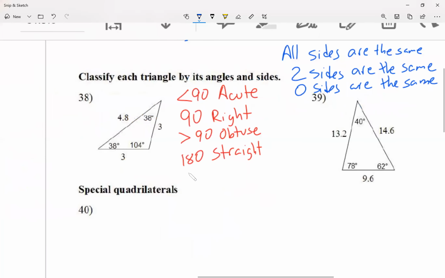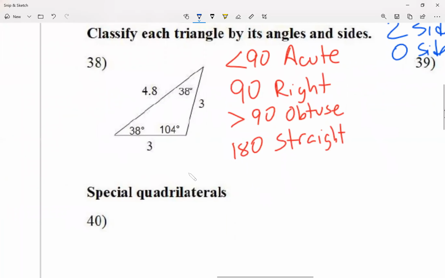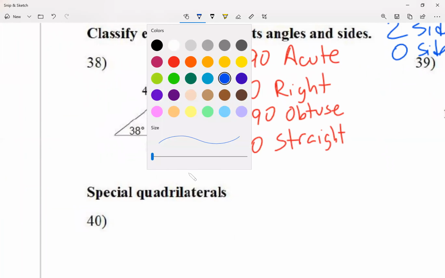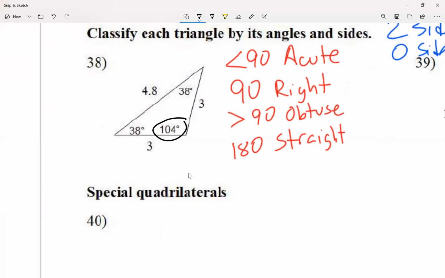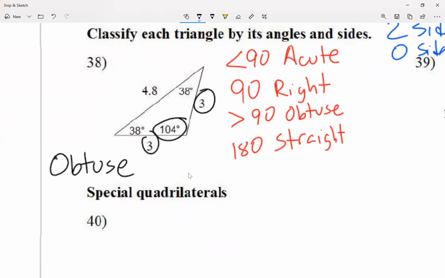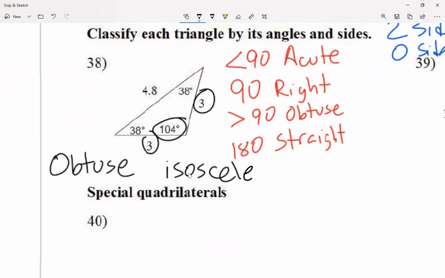So let's take a look. Angles, I say we're going to go with the biggest angle. So question number 38, the biggest angle is 104. It's more than 90. So based on the angles, I'm going to call this obtuse. Now, based on the sides, I noticed two sides are the same, 3 and 3. So I'm going to call this isosceles. The measurement of the angles are going to be inside of the triangle. The measurement of the sides are going to be outside of the triangle.